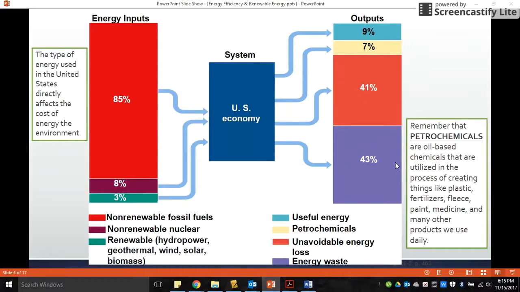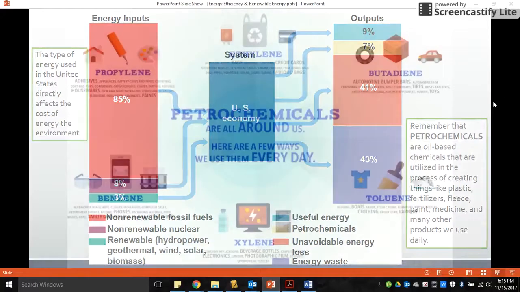So 41% is that waste heat from the second law of thermodynamics. 43% is that heat that we could probably avoid by increasing our technology, and then 7% is through a petrochemical. So remember that our petrochemicals are those oil-based chemicals like fertilizers or plastics that we use every day, and then 9% actually does something for us.